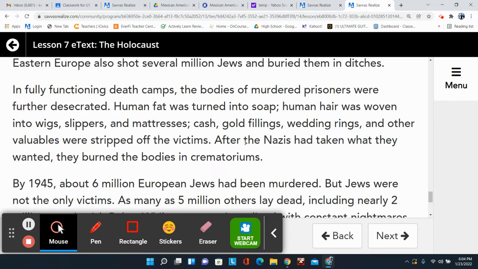In fully functioning death camps, the bodies of murdered prisoners were further desecrated. Human fat was turned into soap. Human hair was woven into wigs, slippers, and mattresses. Cash, gold fillings, wedding rings, and other valuables were stripped off the victims. After the Nazis had taken what they wanted, they burned the bodies in crematoriums.